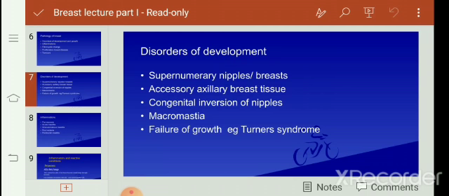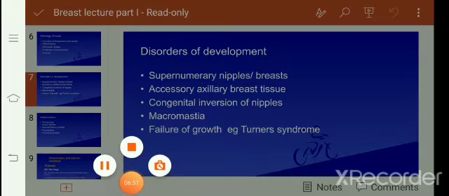Why is this important to understand? Because pathology in the axilla can be related to the breast. Okay, sometimes at a later stage there are disorders related to cystic changes that can occur during the menstrual cycle, and the supramammary nipple and supramammary.